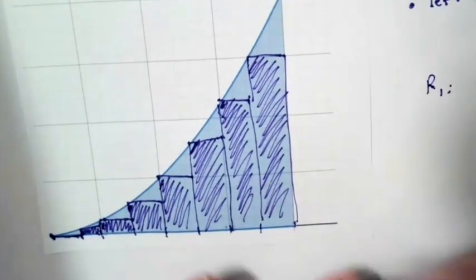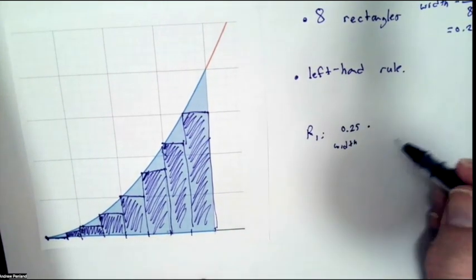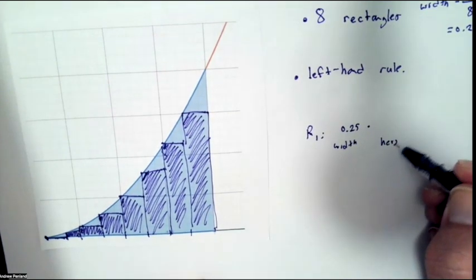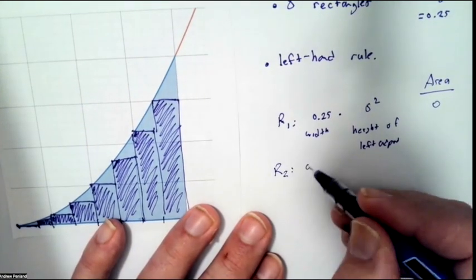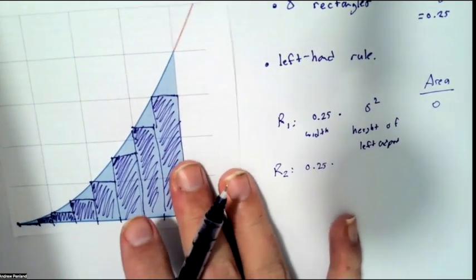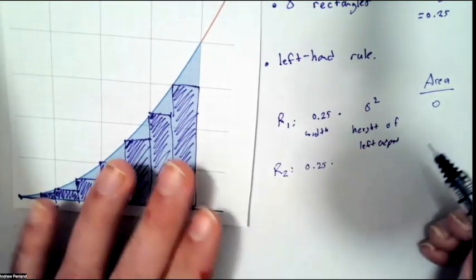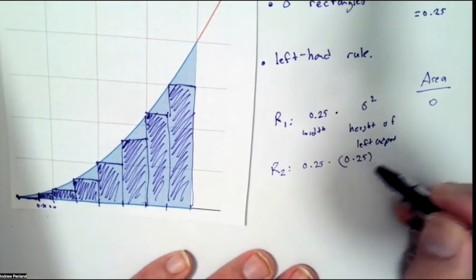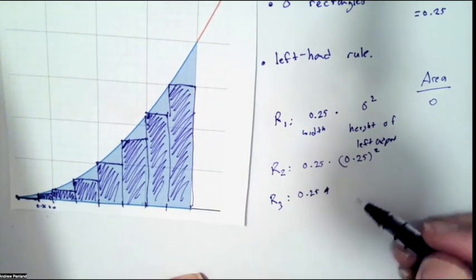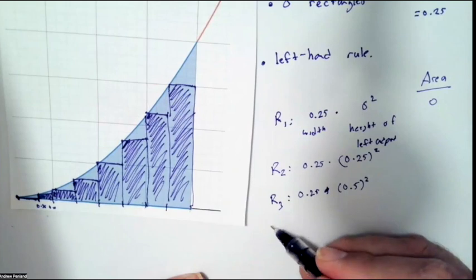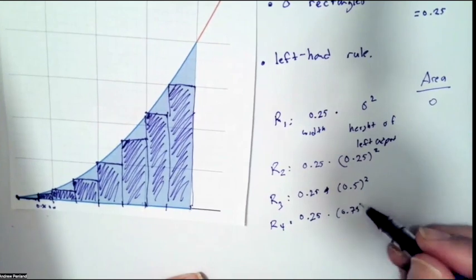So now my first rectangle is still going to be a width of 0.25, and the left endpoint is going to be 0 squared. So the area of the first rectangle is 0. Now when I go to the second, the width is still going to be 0.25, and I'm going to be taking the left endpoint of this 0.25 to 0.5 interval. So now I'm going to be looking at 0.25 times 0.25 squared. The third rectangle will have an area of 0.25 times 0.5 squared. The fourth rectangle will have an area of 0.25 times 0.75 squared.